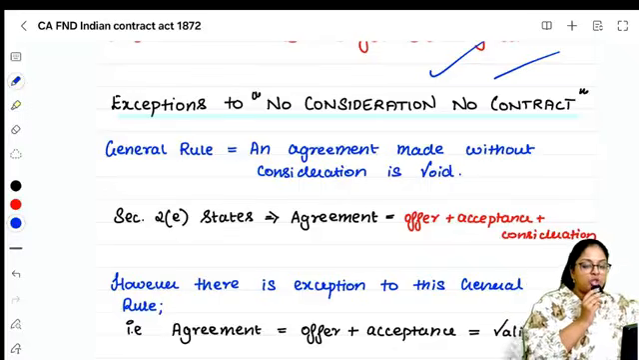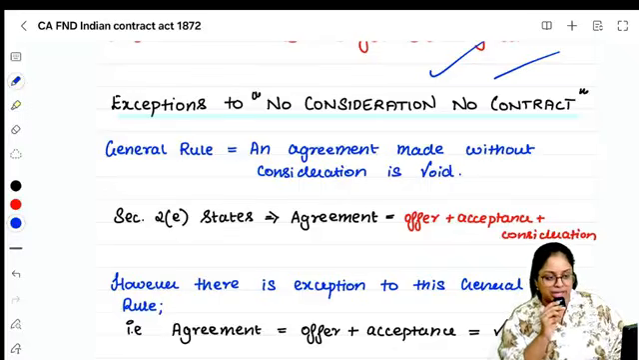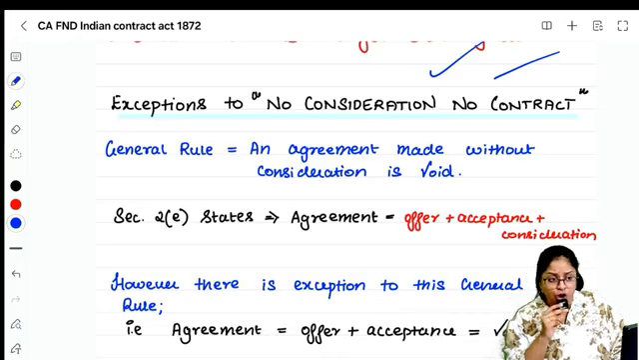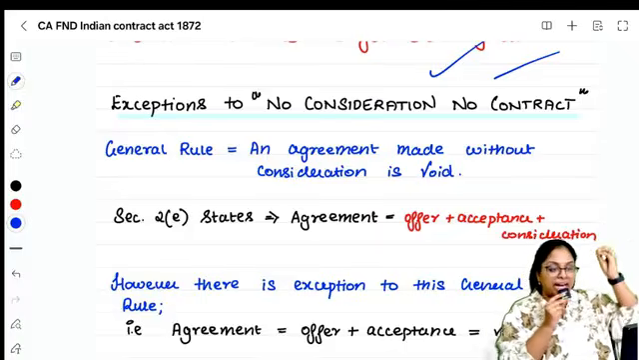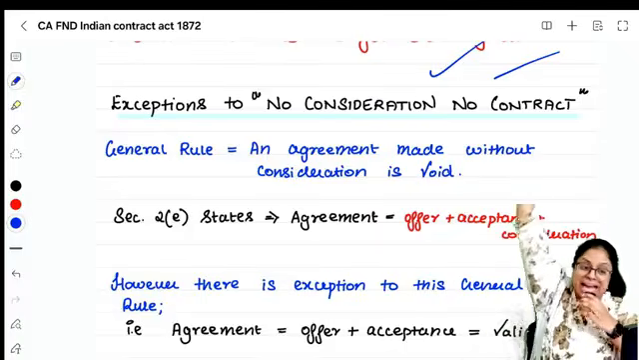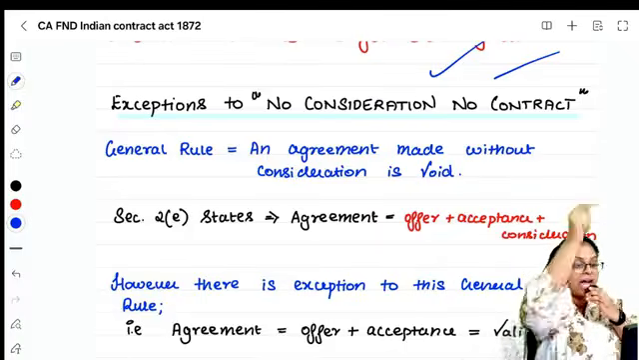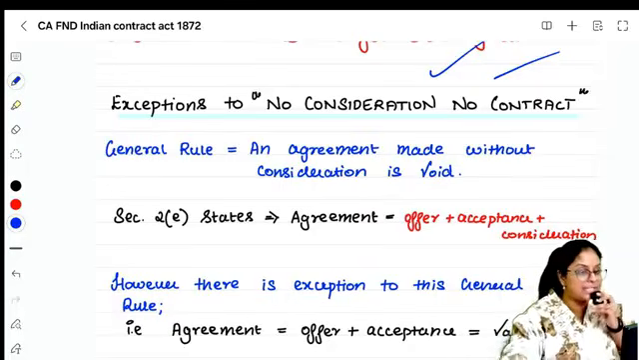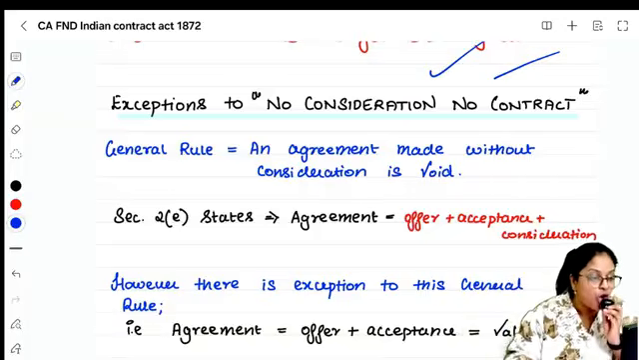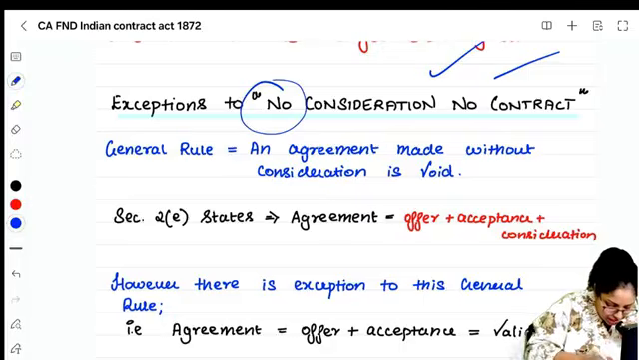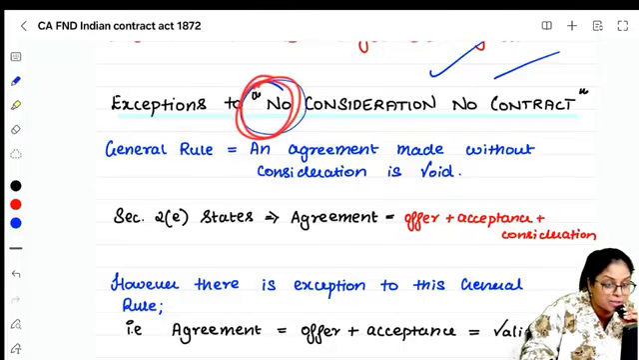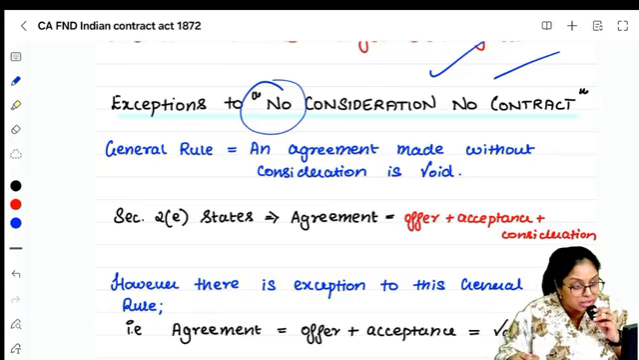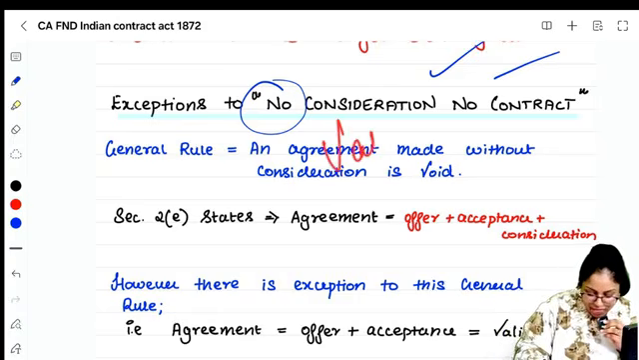Let's quickly finish it. Usually if there is no consideration, can there be a valid contract? No consideration, no contract. Because in the essentials of a valid contract, we studied consideration is one of the essential elements. If there is no consideration, there is no contract. But what is this? If there is a law, there should be exceptions. This is an exception where there is no consideration. Still it is a valid contract.